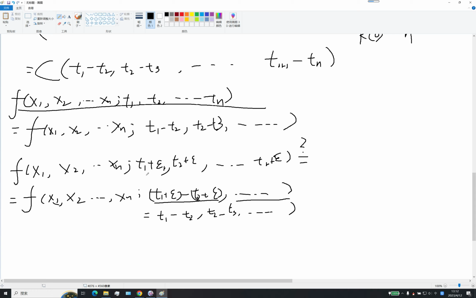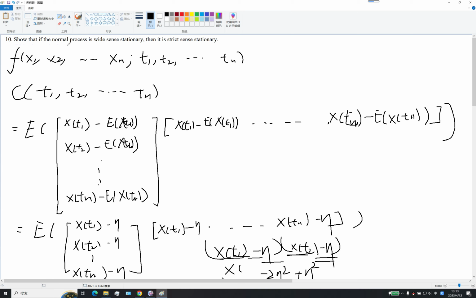Because t1 plus epsilon and t2 plus epsilon can be changed to this form, t1 minus t2, t2 minus t3, and we know that t1 minus t2, t2 minus t3 is also the form of f of x1 to xn and t1 to tn, this is equal to this part. So now we know that because the normal process is wide-sense stationary, it is strict-sense stationary.